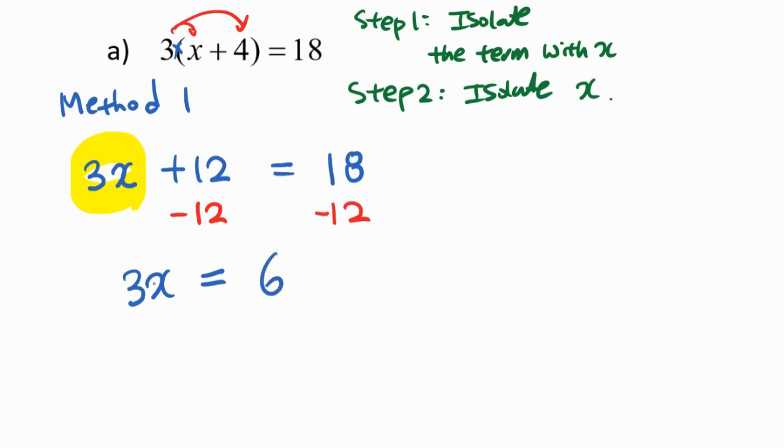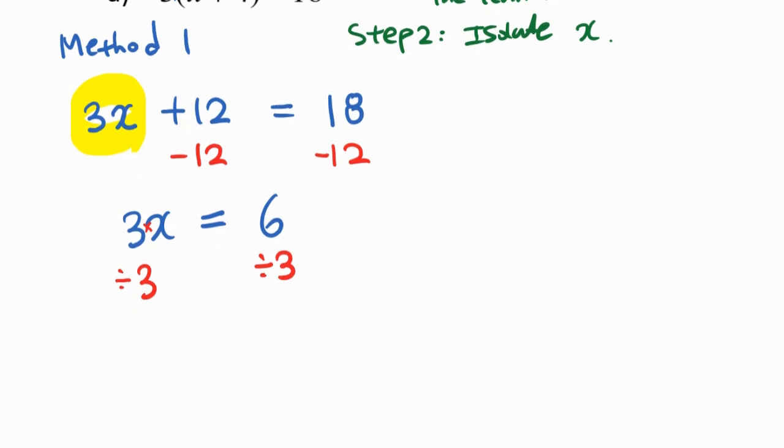And everyone, again, multiplication is hiding. To get rid of the multiplication, we have to divide by 3, divided by 3. Then x will be isolated. Then the answer will be 6 divided by 3. That will be 2. So this is the method 1.